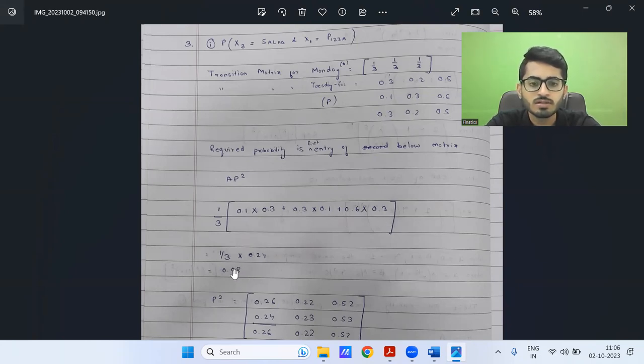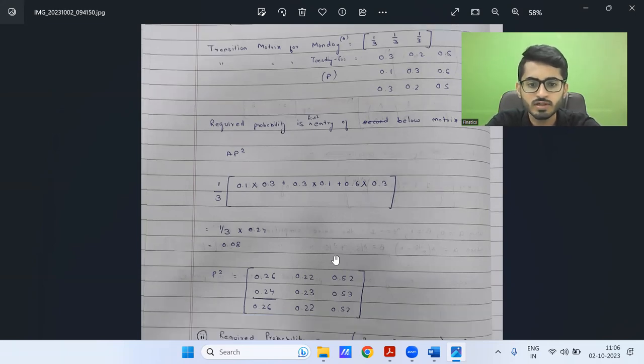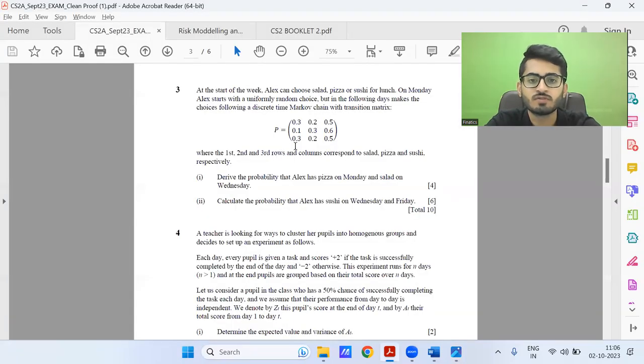So something looks inconsistent over here. Let me just check because I had done this two ways. The answer was tallying both ways. Let me just look at this again. I had pizza on the first day, which is 1/3. Next day, if I want to have salad, and again I want to have salad. So if I had salad, 0.3, okay, Tuesday. Now, if I want to have salad on Wednesday, this is for my salad. This is salad, right? So it should be 0.3 into 0.3.